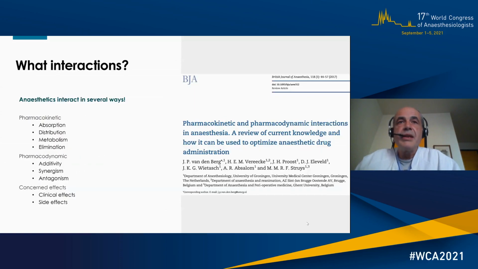Hence, anesthetic medications may interact in several ways, as nicely described in this paper by Vandenberg and colleagues, regarding their kinetics in the body, that is, their absorption, distribution, metabolism, and elimination, and this might have consequences on their pharmacodynamic effects. Pharmacodynamic interactions can be additive, when the effect of a drug simply adds to the effect of another drug. They can be supra-additive or synergistic, when the resulting effect is bigger than the simple addition of each individual effect, or can be antagonistic, when the effect of a drug inhibits the effect of another one. Those interactions may concern not only the desired clinical effects, but also the unwanted side effects.